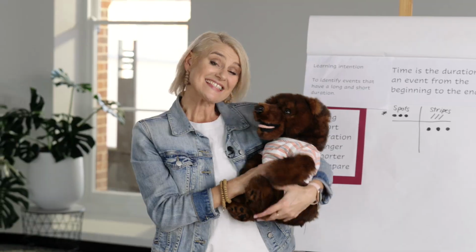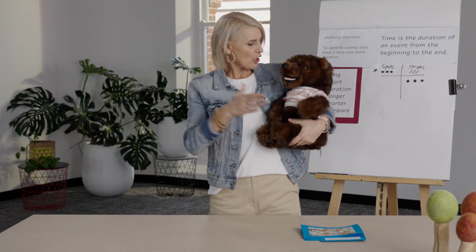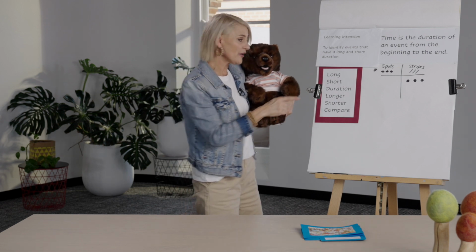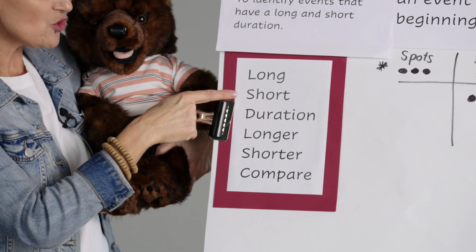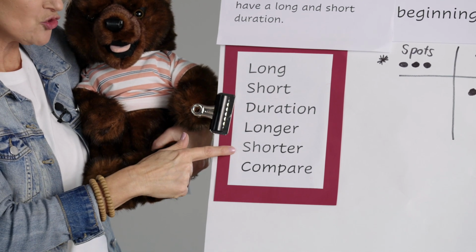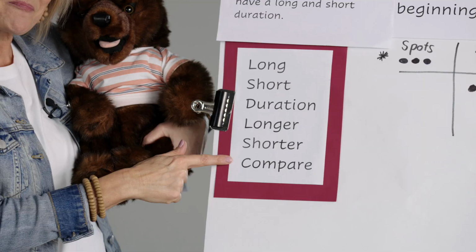So Baby Bear, in this lesson, we compared things that have a long and short duration. We used our rocket timers and we compared pictures and categorized them into things that had a long and short duration. Our focus words for this lesson were long, short, duration, longer, shorter, and compare.